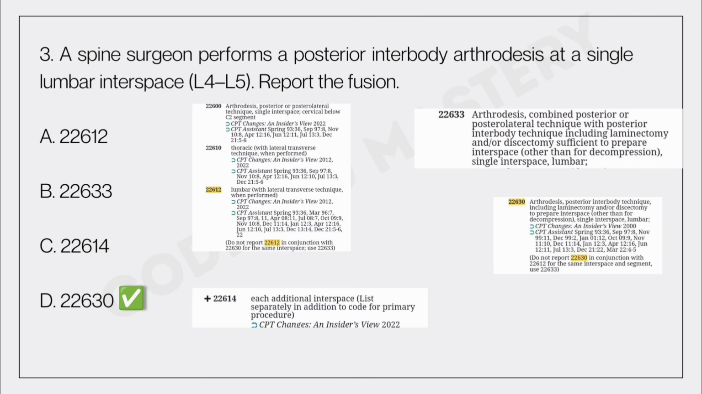Why option A is wrong? It is wrong because the code 22612 is for posterolateral lumbar fusion, not for posterior interbody. So the technique will be wrong. And option B 22633 is for combined fusion code, posterolateral plus posterior interbody. The question only describes posterior interbody, not a combined approach. So B is also wrong. And 22614 is an add-on code for each additional interspace. The question clearly says single interspace, there is no additional level. So option D is correct.